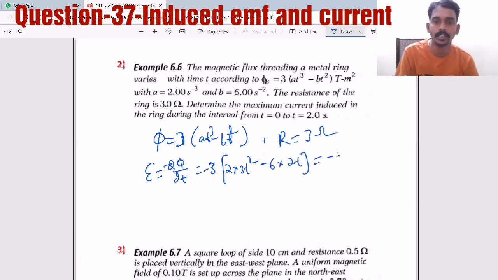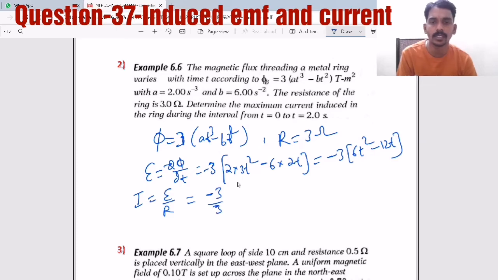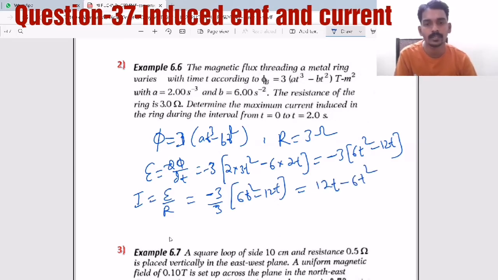Now minus 3 times 6t square minus 12t. Now this is the EMF induced. Now the current will become EMF by resistance. So minus 3 by 3 into 6t square minus 12t. Now that will become 12t minus 6t square.